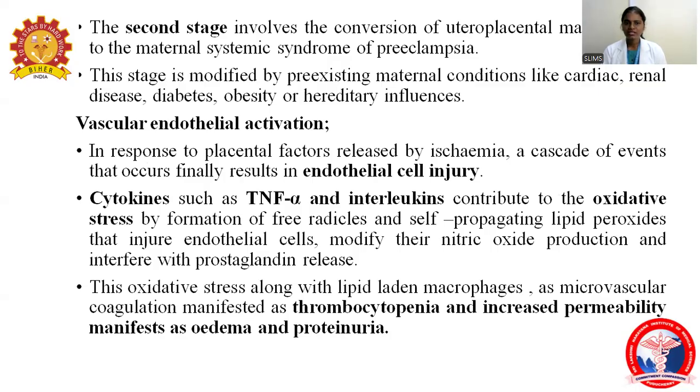Next is vascular endothelial cell activation. In response to the factors induced by ischemia, a cascade of events takes place, finally resulting in endothelial cell injury. Cytokines like tumor necrosis factor alpha and interleukins contribute to oxidative stress by formation of free radicals and self-propagating lipid peroxides that enter the endothelial cells, modify nitric oxide production and interfere with prostaglandin release. So this oxidative stress, along with lipid-laden macrophages and microvascular coagulation manifested by thrombocytopenia, causes increased vascular permeability, manifesting as edema and proteinuria.